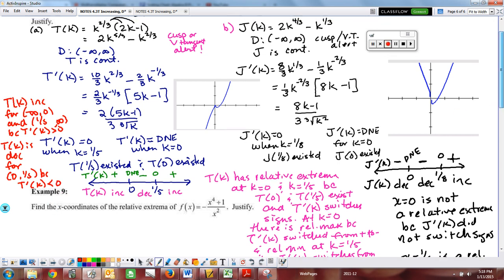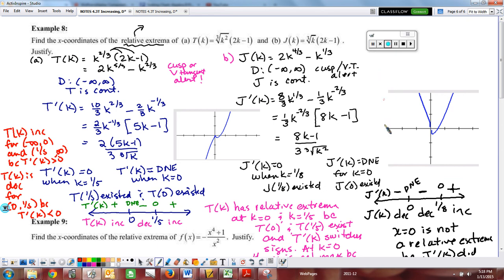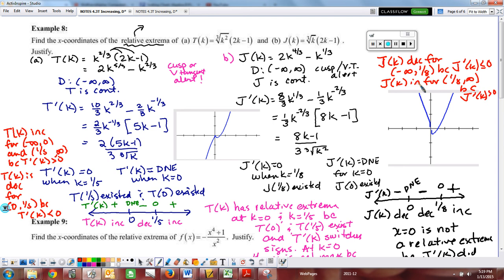But over here on this example, if we talk about increasing and decreasing, because j of 0 exists and it's decreasing, then we know that this is not a split interval. You would simply say j of k decreases for -infinity to 1/8, because j prime of k was less than or equal to 0. And j of k is only increasing for 1/8 to infinity, and again, because j prime of k was greater than 0. So that kind of gives you the difference.